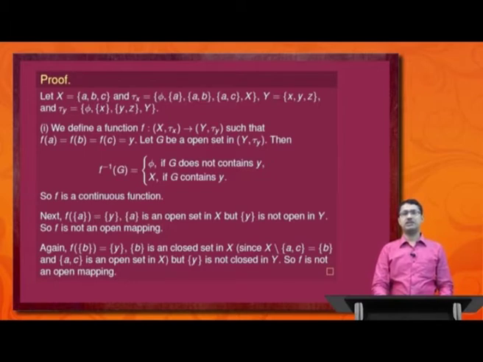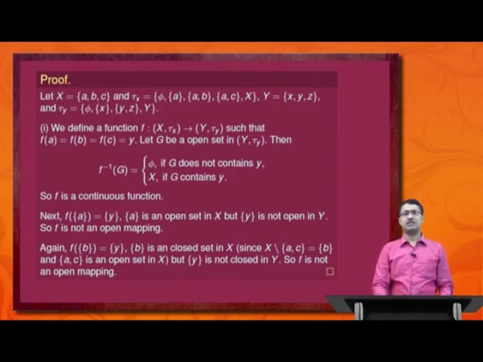Let G be an open set in (Y, τ_Y). Then the inverse image of G under the mapping f, that means f inverse of G, is equal to φ if G does not contain y, and it is equal to X if G contains y. So it is obvious that f is a continuous function, because φ and capital X both are open and closed also, and so f is a continuous function.